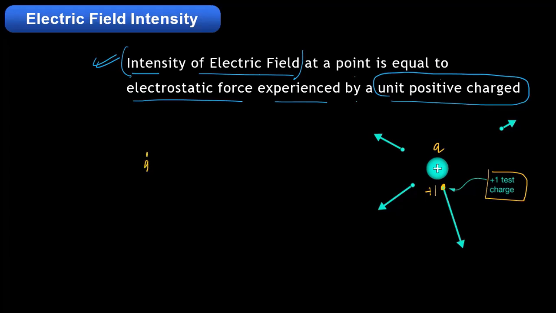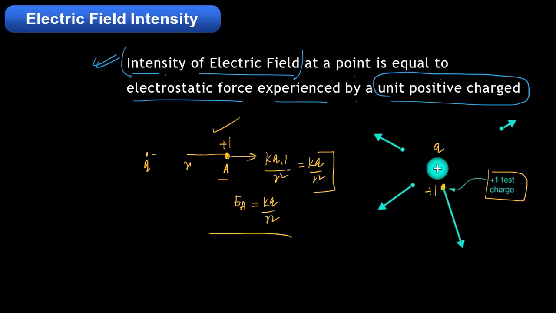Let us say this is a Q charge, and at a distance of r we bring a +1 Coulomb charge. On this +1 Coulomb charge, the force of repulsion is equal to K Q into 1 divided by r square, that means KQ by r square. Now if this +1 Coulomb charge is resting at point A, then this force is called the electric field at that point, which is equal to KQ by r square. So the electric field has to be defined for a point, let us say at point A.